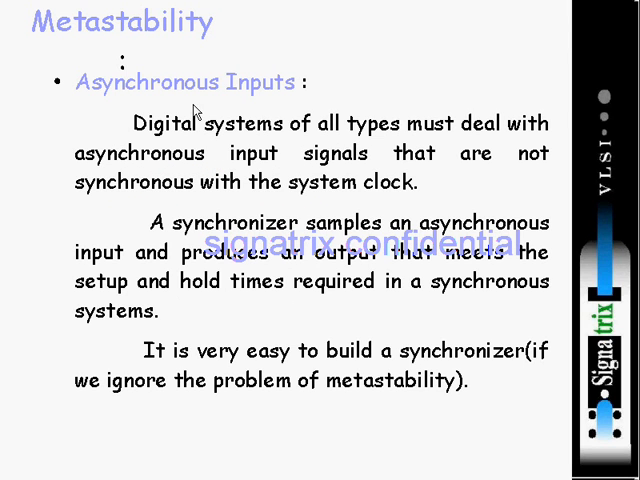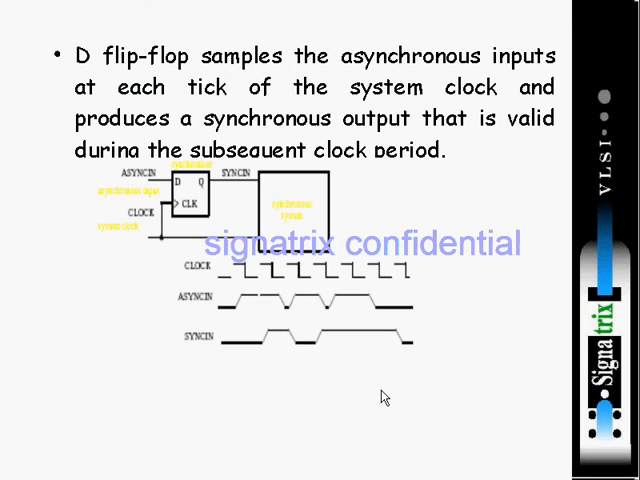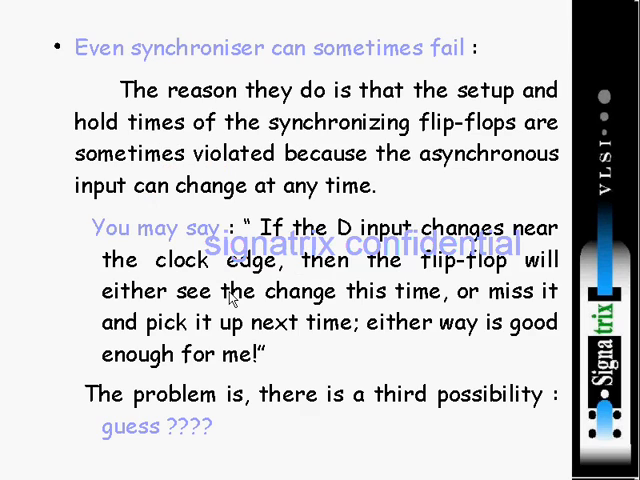It is very easy to build a synchronizer if we ignore the problem of metastability. Consider here, look at this slide. A D-flop samples the asynchronous inputs at each clock tick of the system clock and produces a synchronous output that is valid during the subsequent clock period. Look at here, this is a system clock. Here we are getting the asynchronous input. So this input is sampled here.